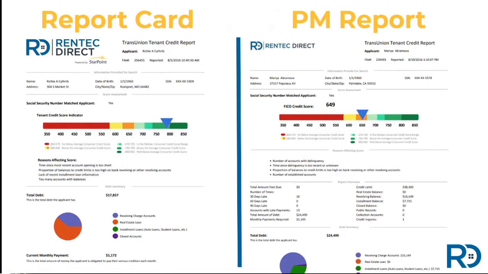Here are samples of those two styles of credit reports. Notice the report card on the left side provides you a FICO score range, whereas the PM report is going to give you a specific score. The report card summarizes consumer debt for you, and the PM report goes into more detail. It provides age, delinquency and debt types. Both reports are accurate. The difference is more about how much analyzing of the data you want to do.